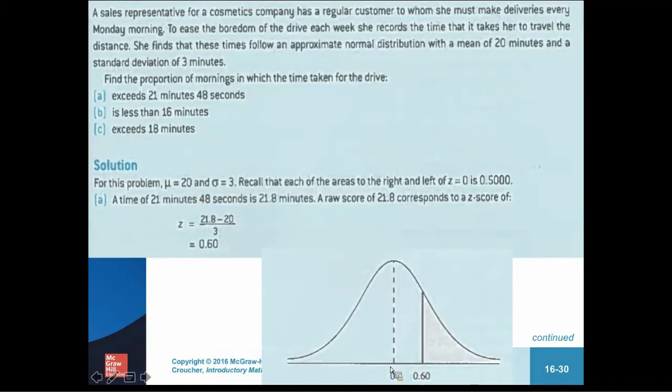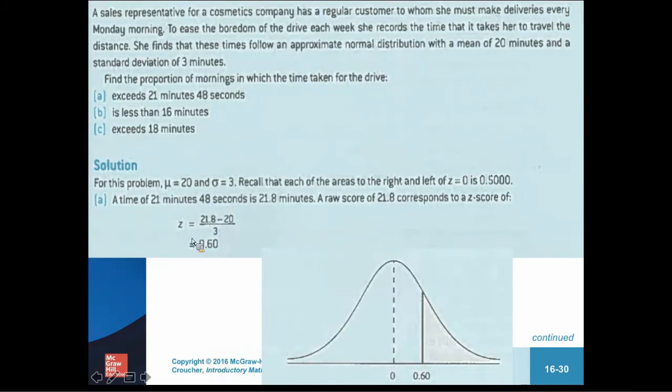Let's go for A. The population mean is 20. I write 20 in the middle, and I write the standard deviation of 3 somewhere so I know where to find it very quickly. Then 21 minutes and 48 seconds, 48 over 60 becomes 0.8 of a minute. So I'm looking for 21.8 minutes, and it says exceeds, so it's more than 21.8. We're looking for this area here. I'd write 20, then 21.8, and shade in this area. This is the area I'm trying to find.